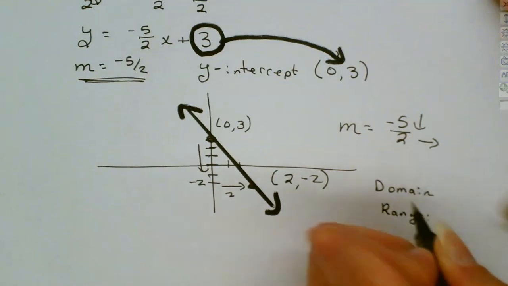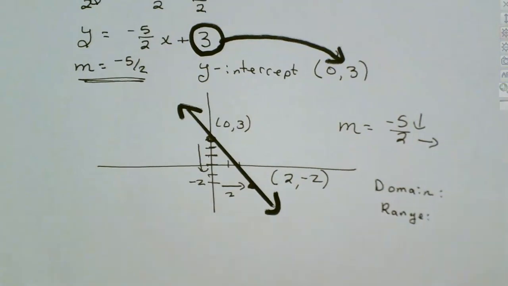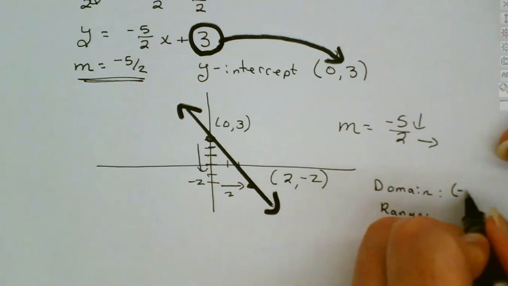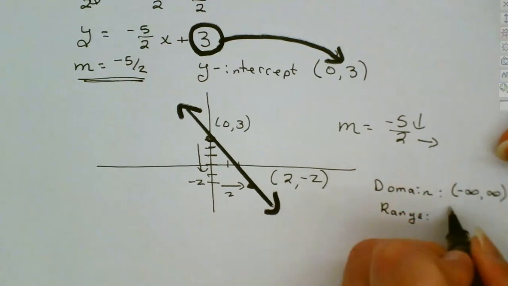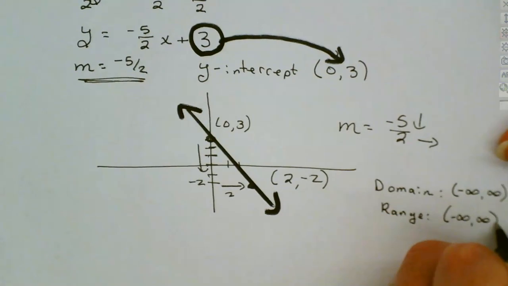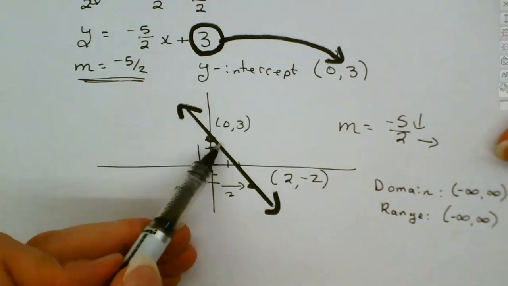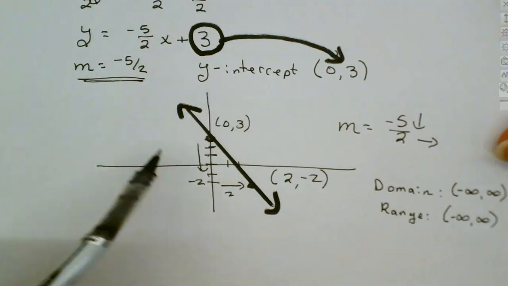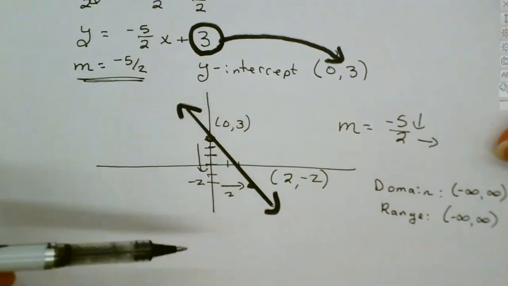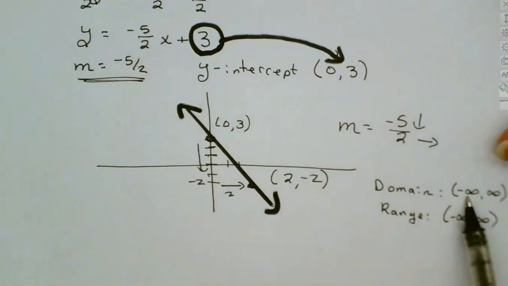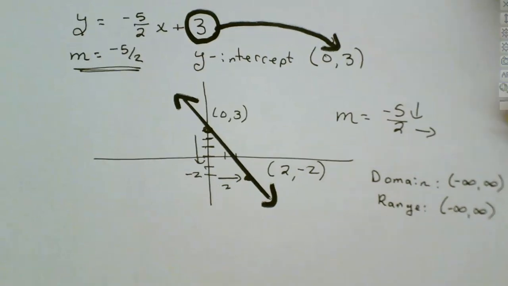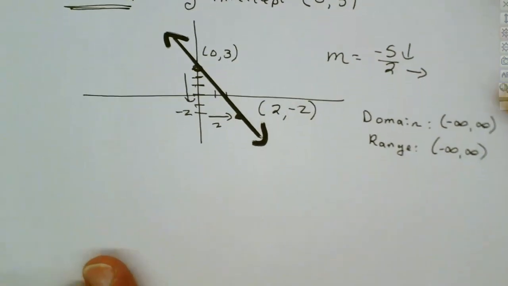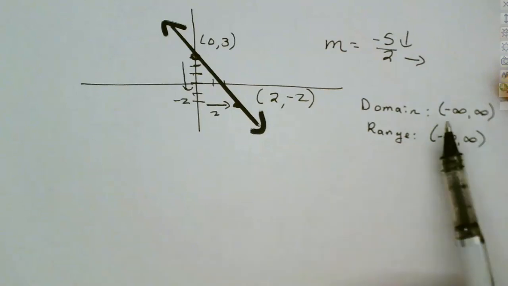They're going to be the same. And what are these going to be? Does anyone know? Very good work. Negative to positive infinity for both, right? Because you're going down and over, or up and over, right? You're going to negative infinity in both directions, both up and down. So my domain is negative to positive infinity, and my range is the same. All diagonal lines have the same domain and range, and it's always going to be this.